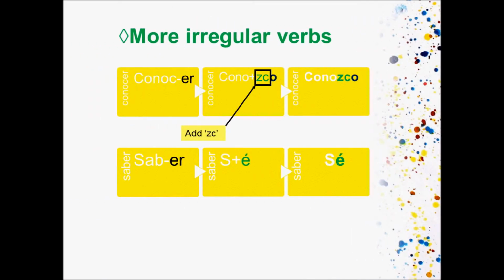These next 2 words are irregular. Conocer and saber, they both mean to know. Of course, conocer is to know people or places. Saber is to know information, to know how to do something. Conocer, when you conjugate it to the yo form, after you take off er, you add ZC, and the word changes into conozco. Yo conozco, I know. And saber becomes a totally different word. It becomes sé, yo sé, I know.